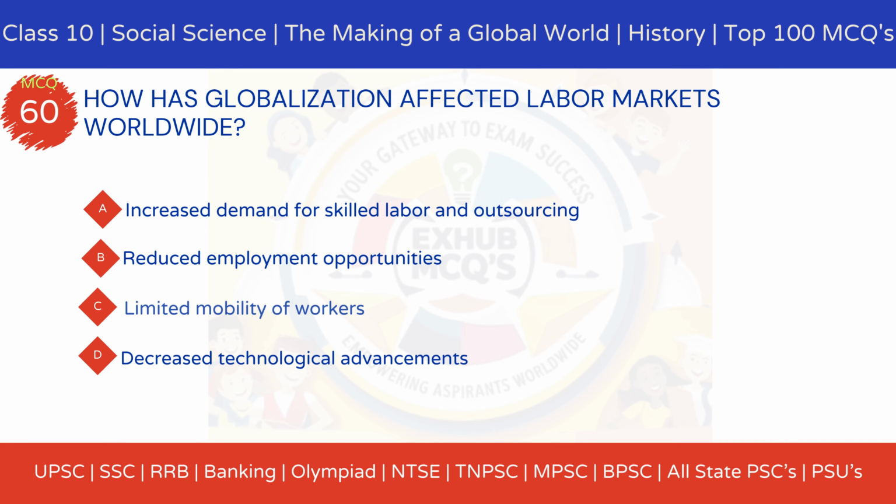MCQ 60. How has globalization affected labor markets worldwide? Option A, increased demand for skilled labor and outsourcing. Option B, reduced employment opportunities. Option C, limited mobility of workers. Option D, decreased technological advancements.